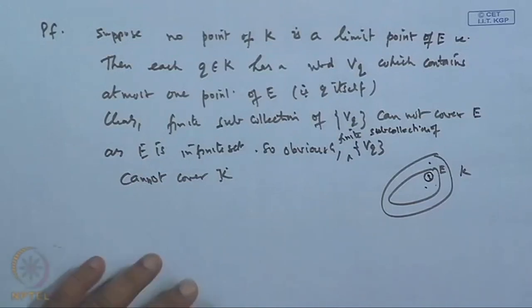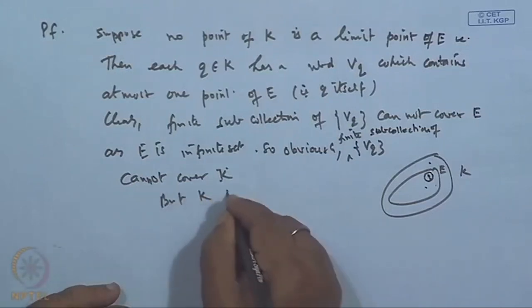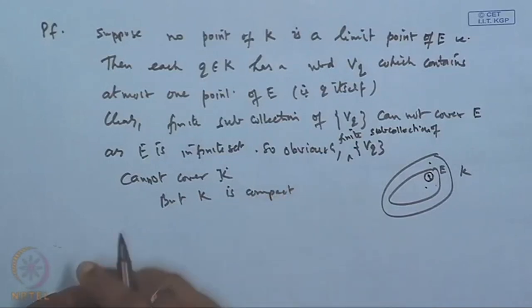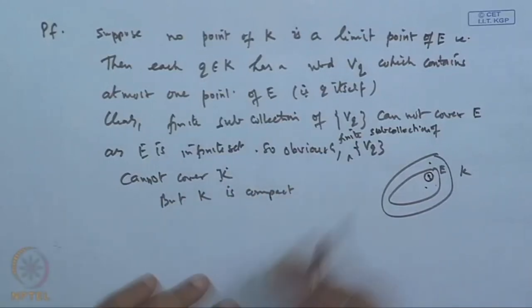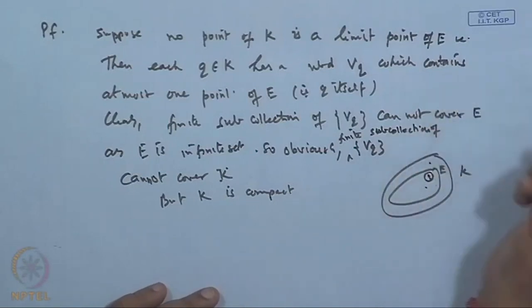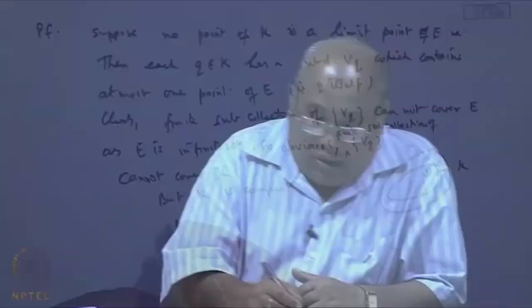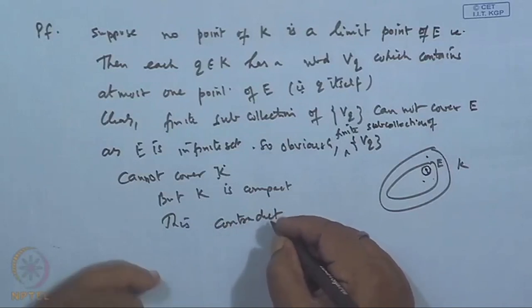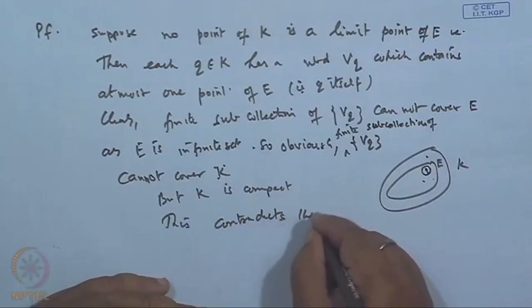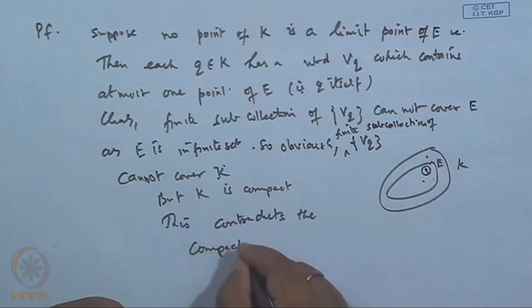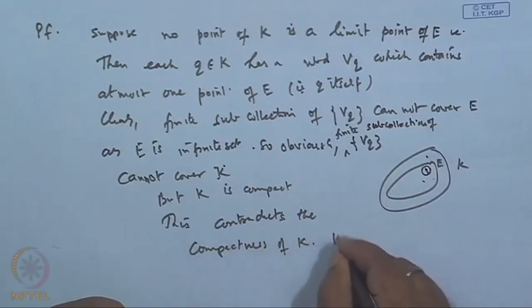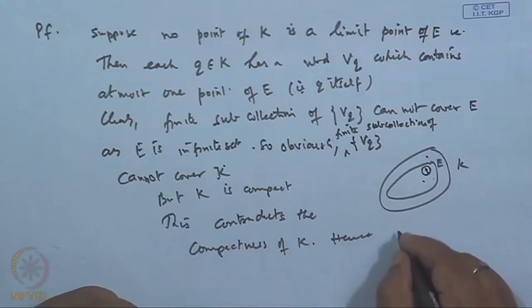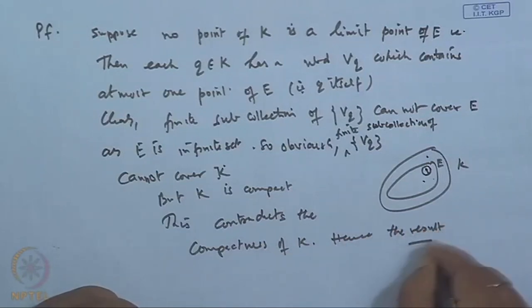But what is K? K is compact. So every open cover must have a finite subcover. Now, the VQ are an open cover for K, so a finite subcover must cover K, which is a contradiction, because it does not cover it. So this contradicts the compactness of K. Hence the result follows.